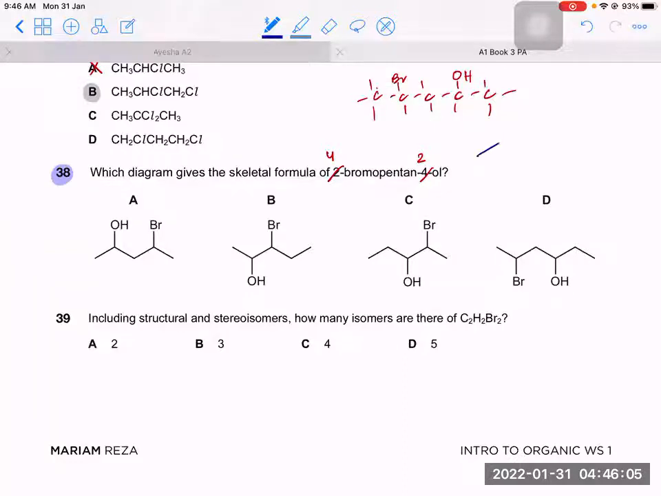And what will that be? 1, 2, 3, 4, and 5. You have an OH over here, or you can take this as carbon number 2, whatever. So you have OH here, Br over here. Either you can take it this way, or you can take carbon number 2 as this and bromo as this. So what is the answer? A. Clear?